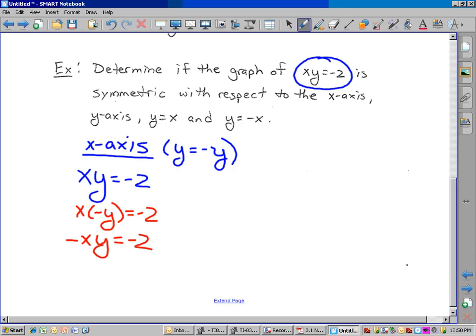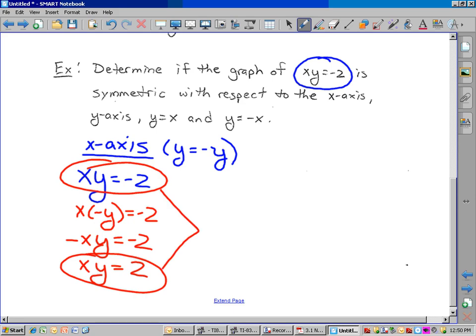And I'm going to try to make this look like the original. So I'm going to multiply both sides by -1. So this becomes xy equals 2. So are the original and my result the same? No. So is it symmetric with respect to the x-axis? No. That's it. That's all you do.